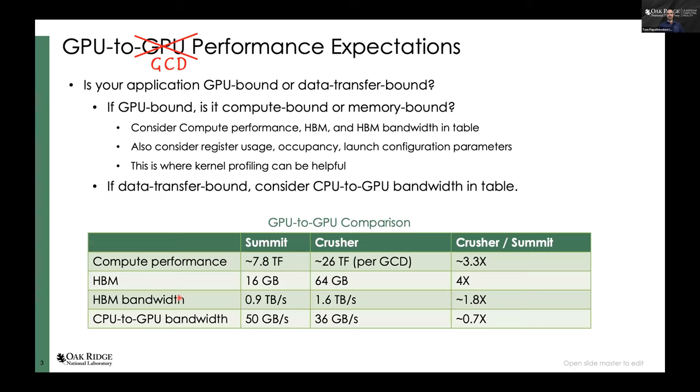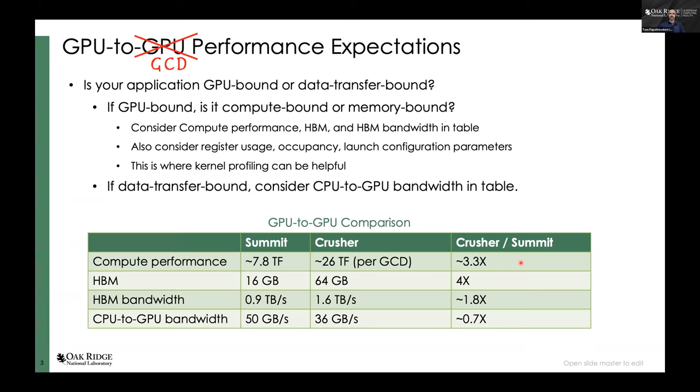First, to talk about the expected performance, we have a table down here that shows a GPU to GPU comparison on Summit and Crusher. It's really a GPU to GCD comparison, since this is a column for a single GCD of the MI250X. What you can see in this column is that the compute performance by the numbers is about 3.3 times faster on Crusher on one of the GCDs than it is on Summit. People see this and think, okay, when I run my application on Crusher, I should see about a 3 times speedup. But that's of course not necessarily the case.